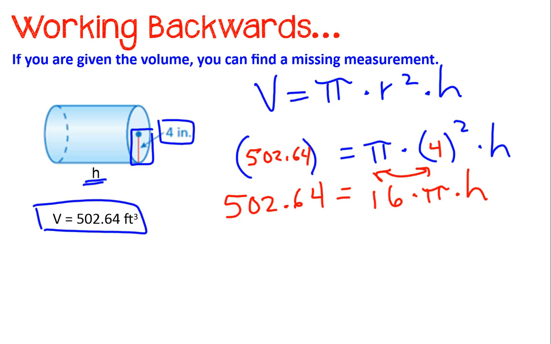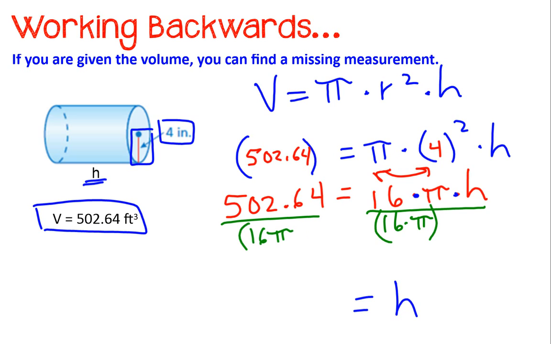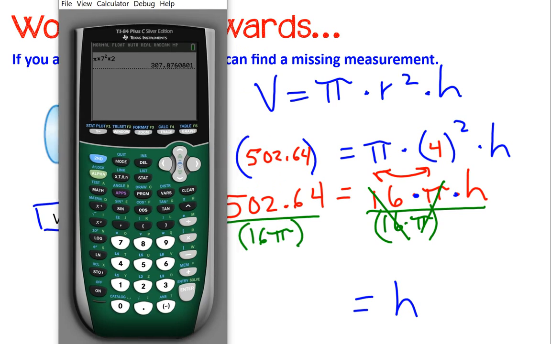So the problem is I want to get h by itself. But in order for h to be alone and isolated, I have to get rid of timesing by 16 and timesing by pi. So if I have to times by 16 and pi, the inverse of that is going to be dividing by 16 and pi. And I can do that at the same time. Since they both have to be divided, I can divide them together at one time. And when I do that, they disappear from the right-hand side, and I use my calculator to do this math on the left-hand side, right?